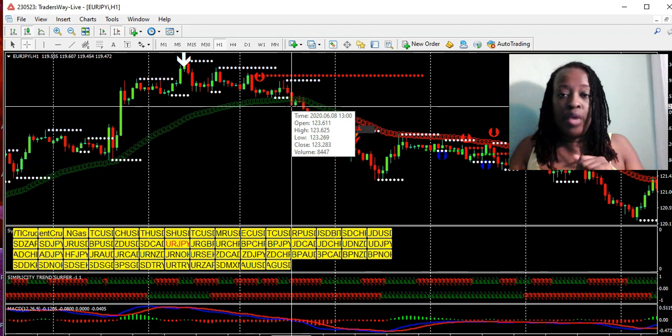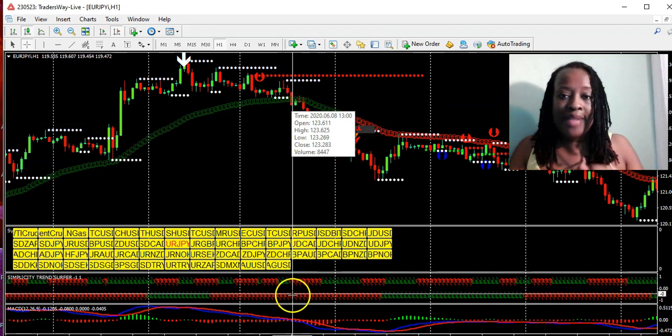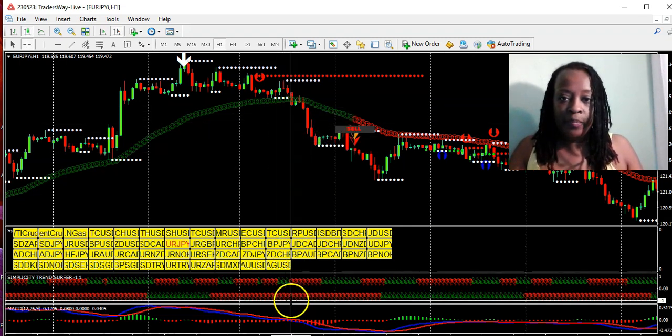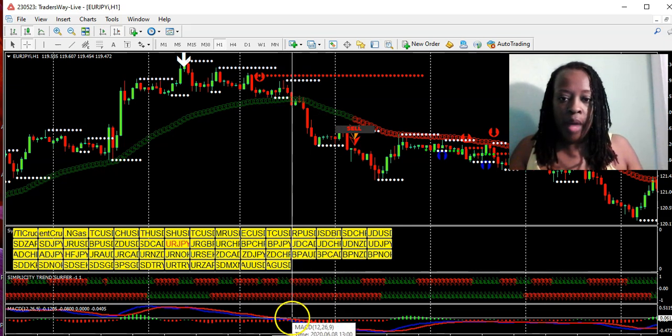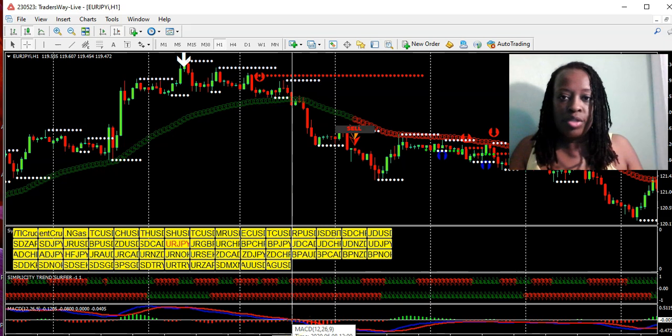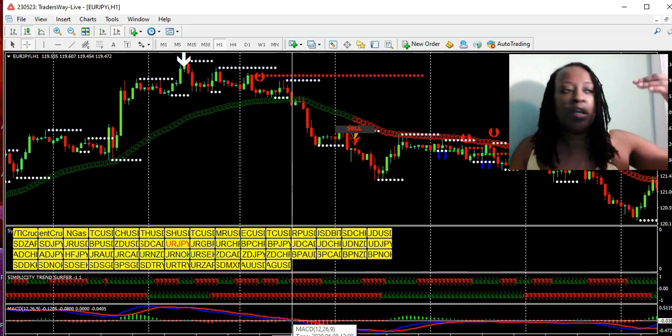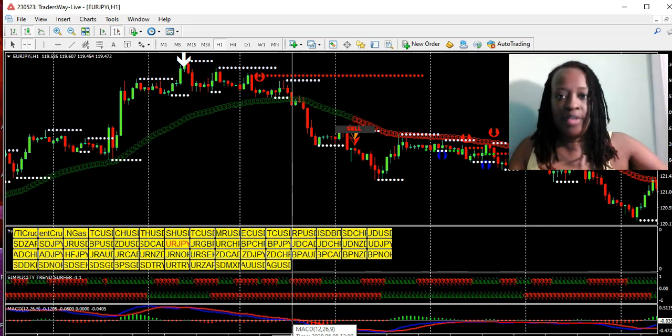Now what I want you to do is follow your eyes down to the MACD, aligned with this arrow, this candle. And what do you see? You see the moving average line crossing what? Crossing the center line on your MACD. That tells me that that's when the trend is actually beginning. Now the trend is actually going in that direction.